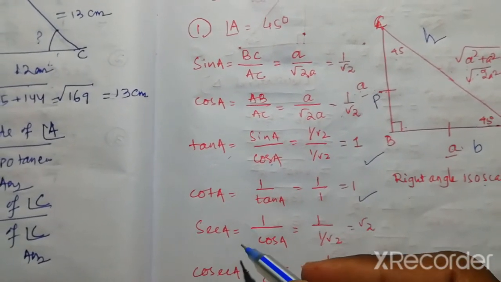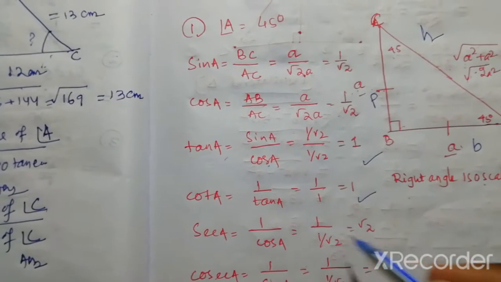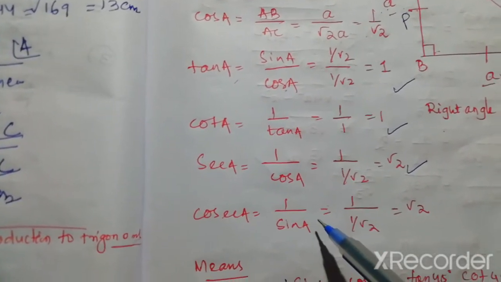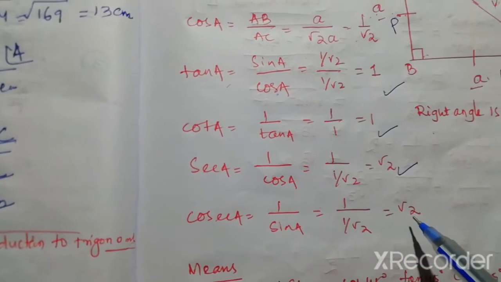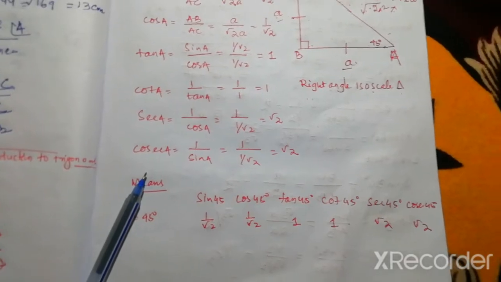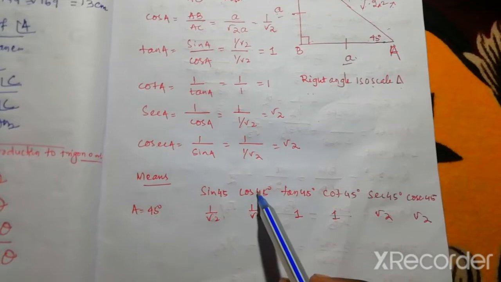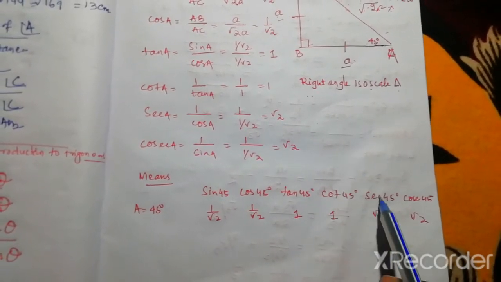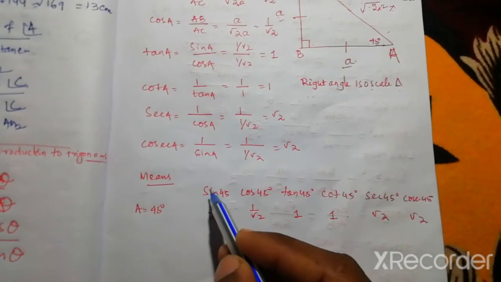Then sec A is the reverse of cos A. Before, we knew cos A is 1 by root 2. The reverse is root 2. Then cosec A is equal to 1 by sin A, and sin A you know is 1 by root 2, so the reverse is root 2. Okay, now the table is: sin 45 is 1 by root 2, cos 45 is 1 by root 2, tan 45 is 1, cot 45 is 1, sec 45 is root 2, cosec 45 is root 2. This is the table.